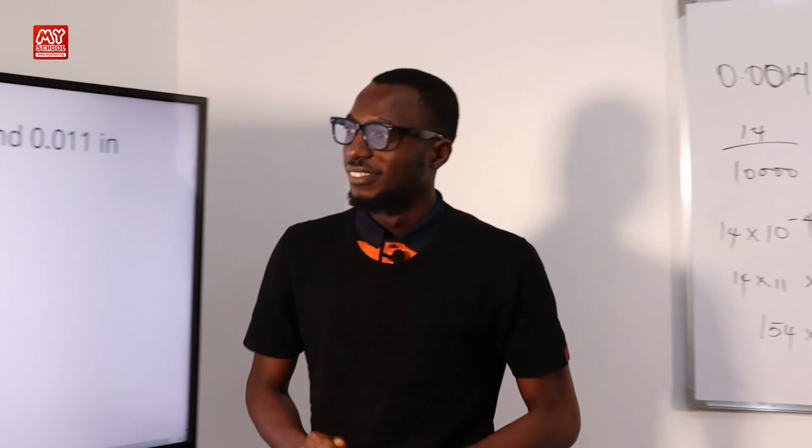Scanning through all of the options provided, we will see option D, 1.54 times 10 raised to power minus 5. That is the correct option. So option D is super correct.